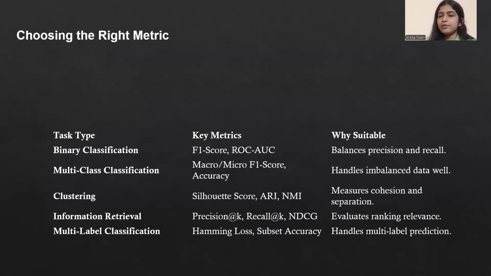And here we have choosing the right metric table, where we have the task types: binary classification, multi-class classification, clustering, information retrieval, and multi-label classification. Here we divided this table on the basis of key metric and why suitable. Okay, so F1 score macro. You can read this table for your exam purposes.